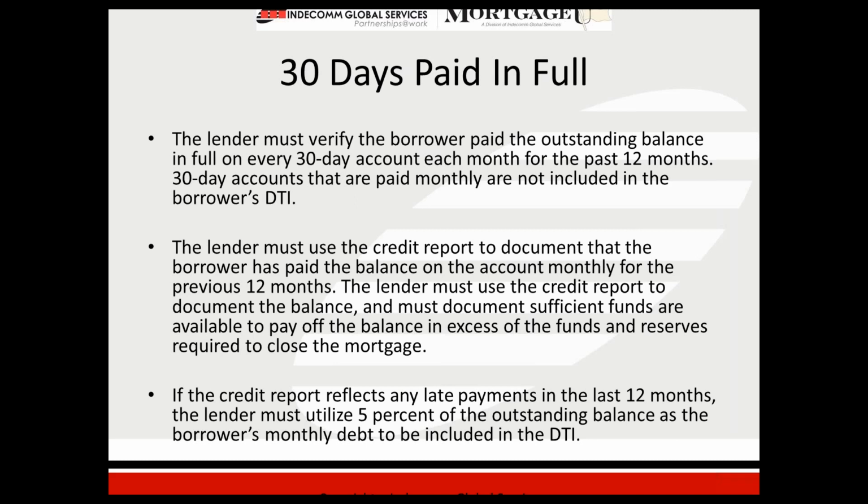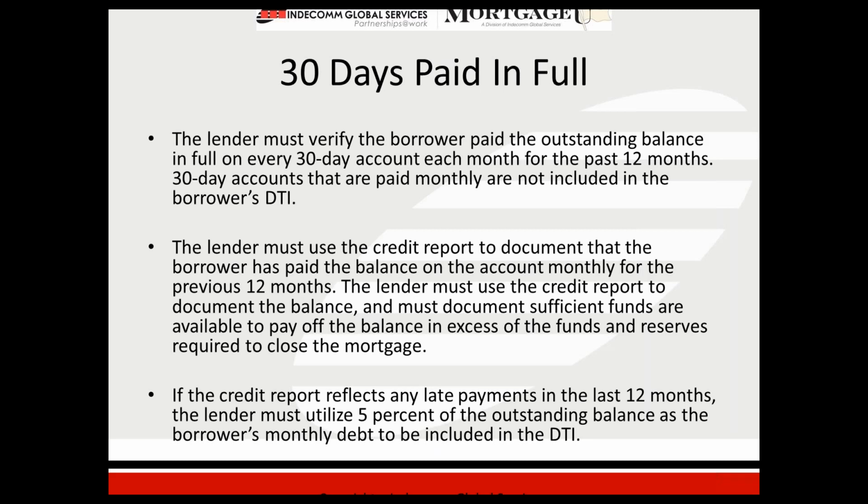For 30 days paid in full, you can find those details on page 4 of your handout of your job aid. A couple of things to verify here. For those accounts where your borrower pays that account off every month, 30-day accounts, as a lender, you must verify the borrower paid the outstanding balance in full on every 30-day account each month for the past 12 months. 30-day accounts that are paid monthly are not included in the borrower's DTI.